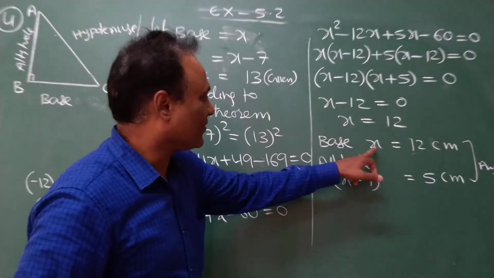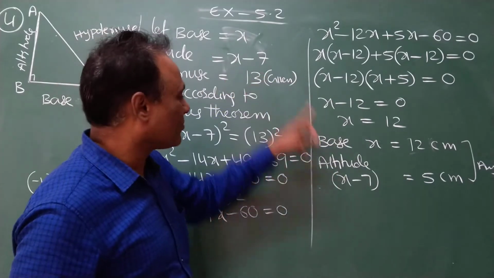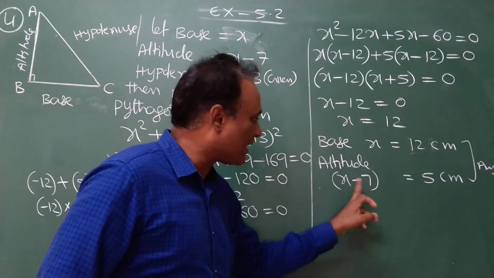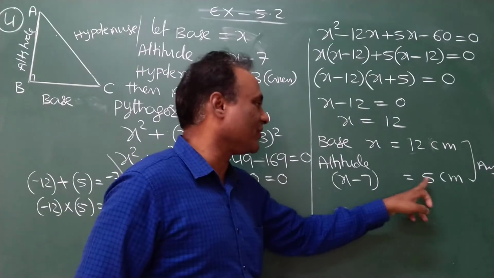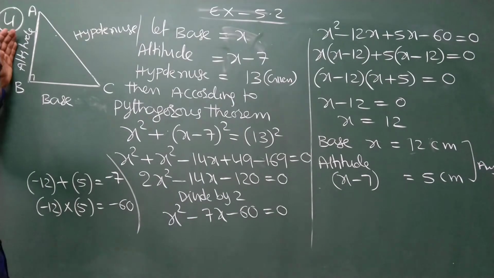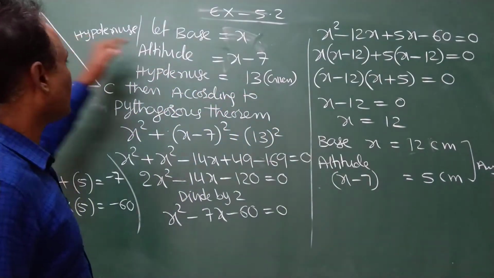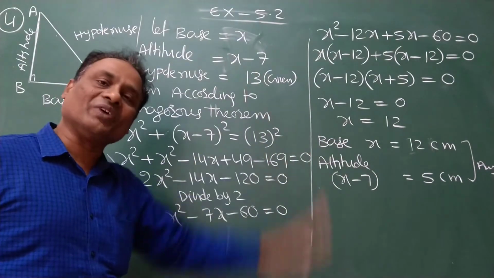Base is x. What is x? 12. What is the other side? x minus 7, 12 minus 7, 12 minus 7 is 5. So the two sides are 12 and 5. This side is given 30. This is 12, this is 5. So over.